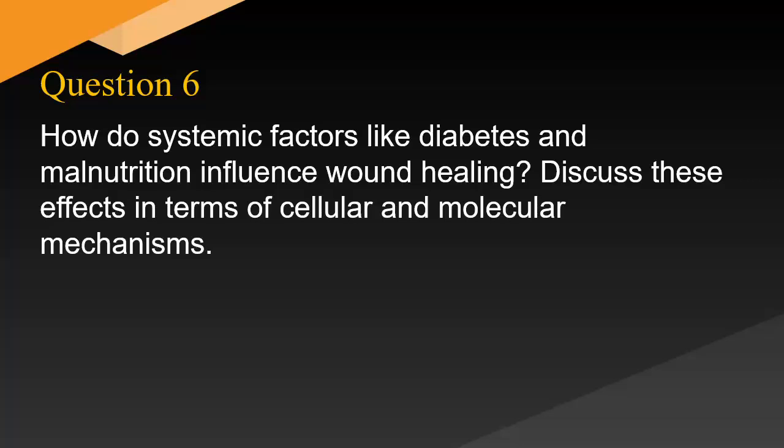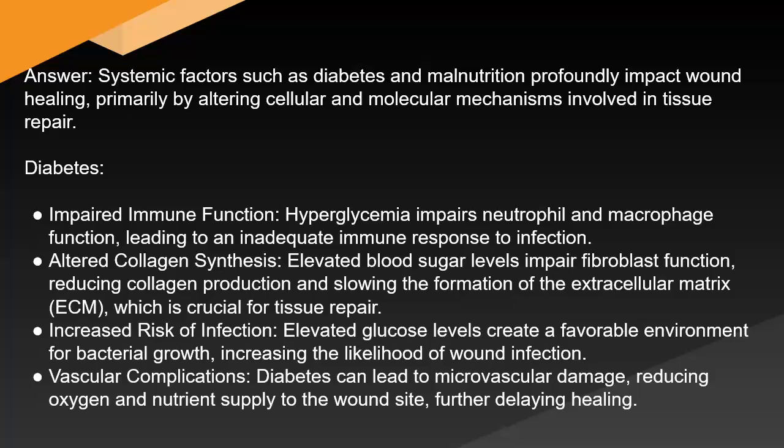Discuss these effects in terms of cellular and molecular mechanisms. Answer: systemic factors such as diabetes and malnutrition profoundly impact wound healing, primarily by altering cellular and molecular mechanisms involved in tissue repair. Diabetes, impaired immune function. Hyperglycemia impairs neutrophil and macrophage function, leading to an inadequate immune response to infection.